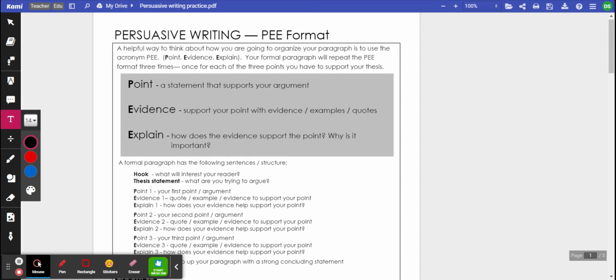Using the PEE format. It's really silly because it says P, and you guys usually get a kick out of this when I use this format. So we're going to use it again. The P format is a great way for us to think about how we're going to organize our paragraphs when we're using our persuasive writing.